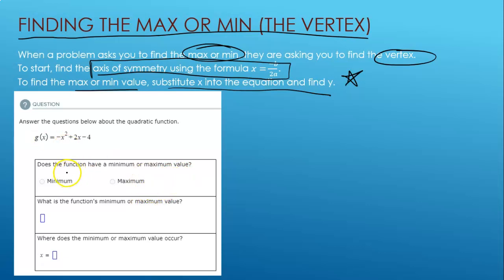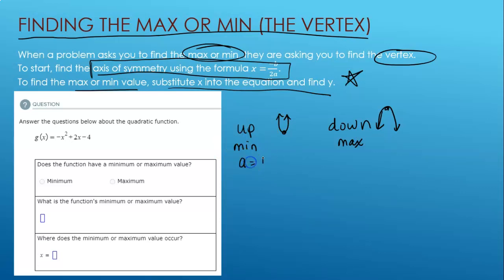All right, so the first question asks, does the function have a maximum or a minimum value? Well, remember, it's either up like a cup, so it looks like this, or down like a frown, so it looks like this. If it's up like a cup, then you have a minimum. If it's down like a frown, then you have a maximum, the top point. So you should write this down probably and draw yourself a picture.